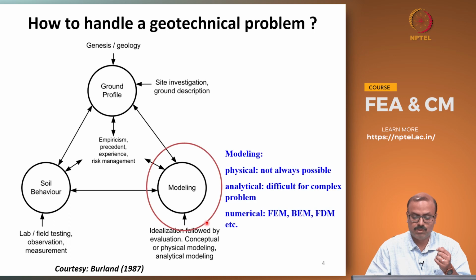Then with all this input you have to go to the modeling. Now, modeling can be of different types. One of course is the physical modeling, which is not always possible because you cannot every time create a model to test it before execution. Then you can do the analytical, which is obviously the preferred one. However, the problem is for difficult, complex problems, it will be extremely difficult to come up with an analytical model. So, that is where comes the final one, the numerical analysis, which can be finite element, finite element, boundary element, finite difference and so on.